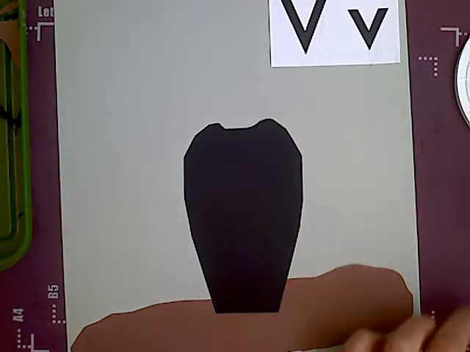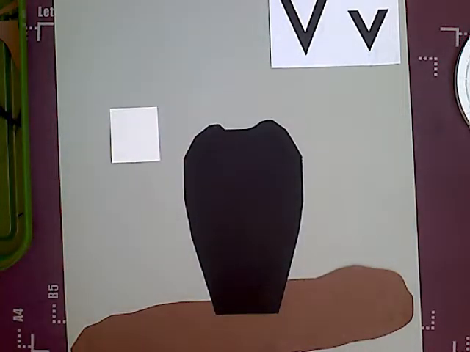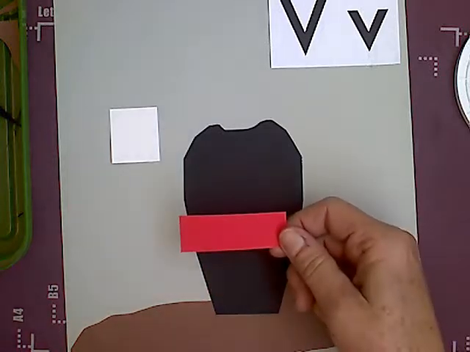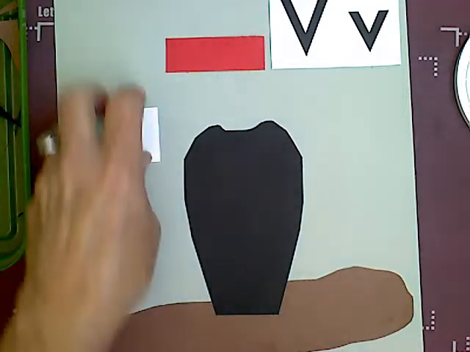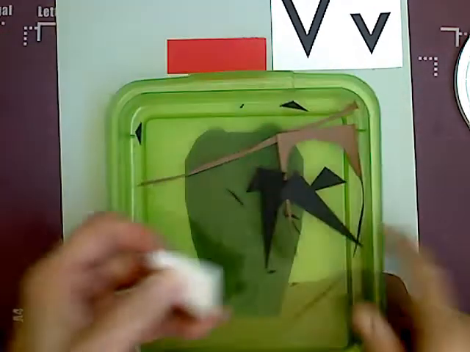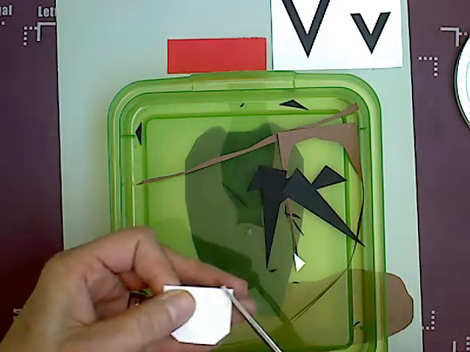Okay, the next piece we're going to use is your white square. Mine does not look like a square very much, but white square. And the second piece we're going to use is the long skinny red rectangle. So I'm going to set that up here. Okay, first thing we're going to do with this is we're going to cut all four corners and magic cut that.